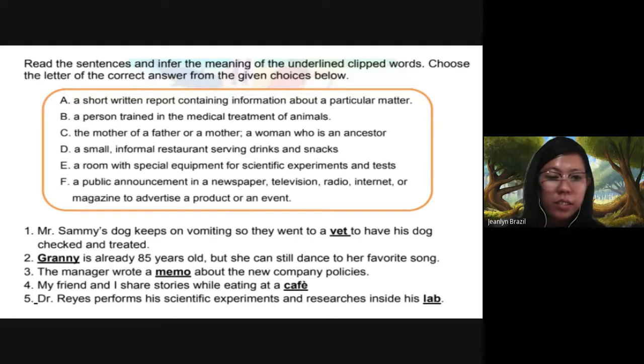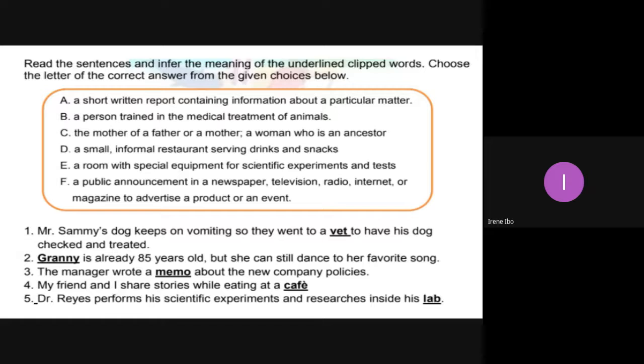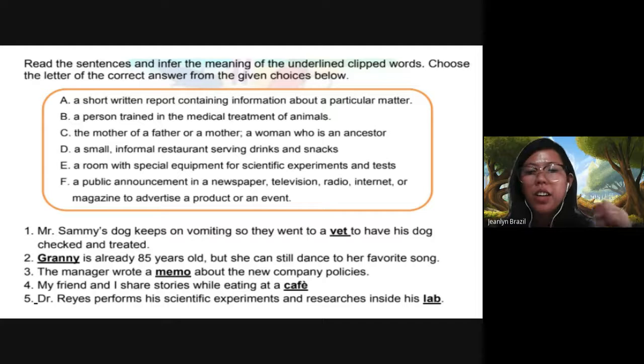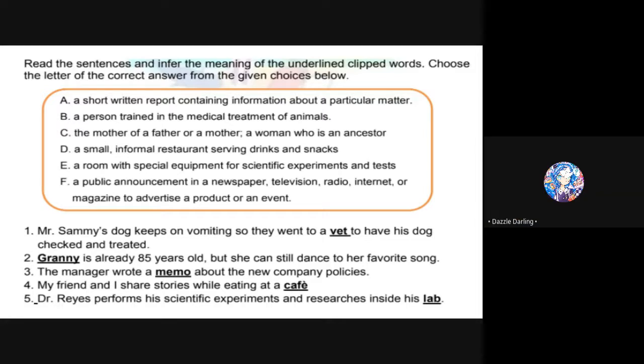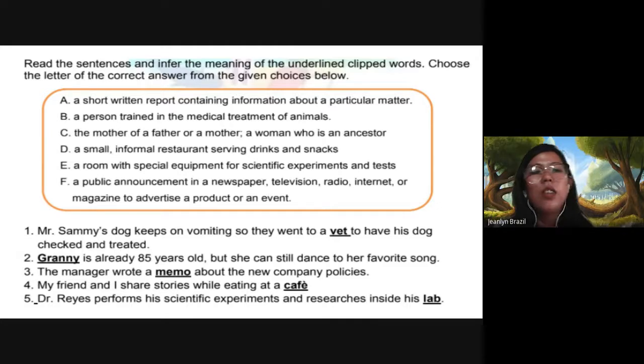Precious? The mother of a father or a mother. A woman who is an ancestor. Okay. The mother of a father or a mother. Ang nanay ng tatay at nanay mo. Or a woman who is an ancestor. What about letter D? Option D. Yes, Hillary. A small informal restaurant serving drinks and snacks. Okay, ito lang ay isang maliit or informal restaurant that serves drinks and snacks.